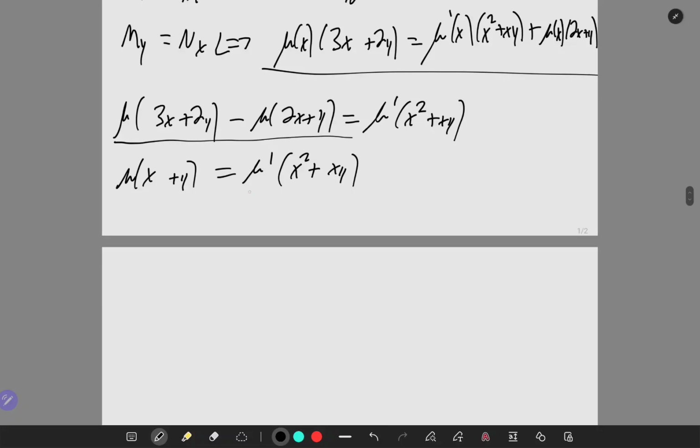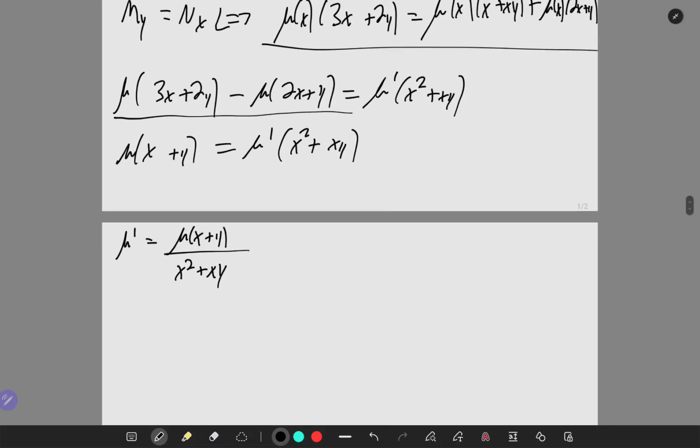Now, let's isolate mu prime. So, I mean mu, that's not a y, that's mu. Mu prime is equal to mu times x plus y over x squared plus xy. And now we can simplify this, right? We can simplify this now.